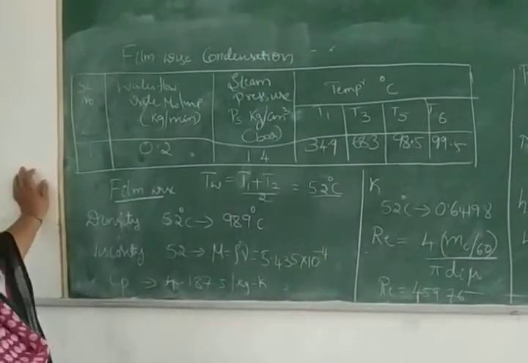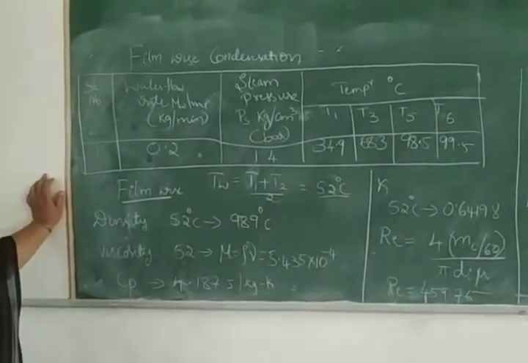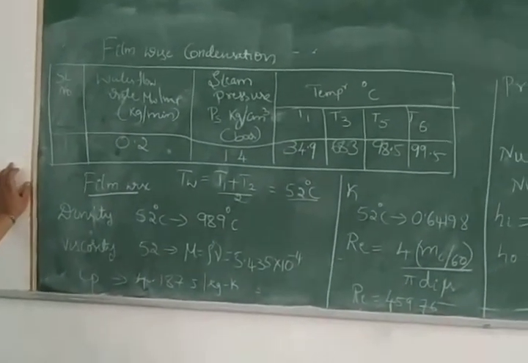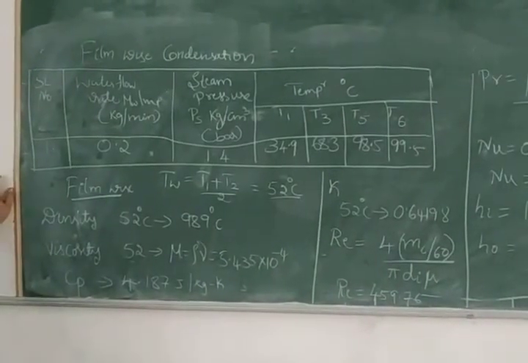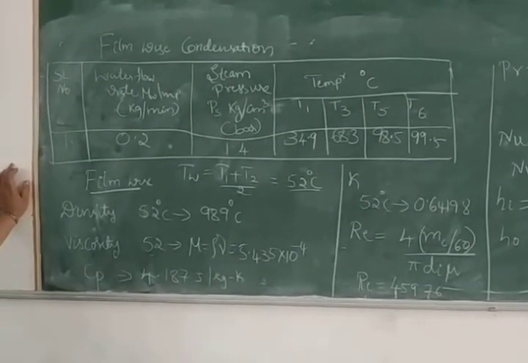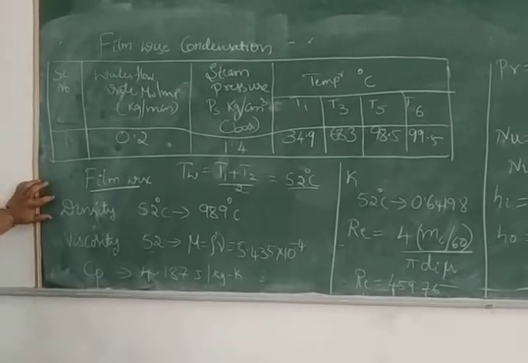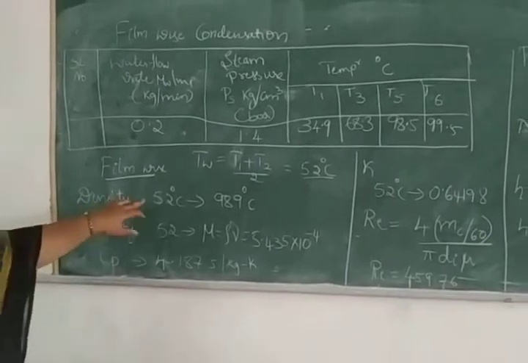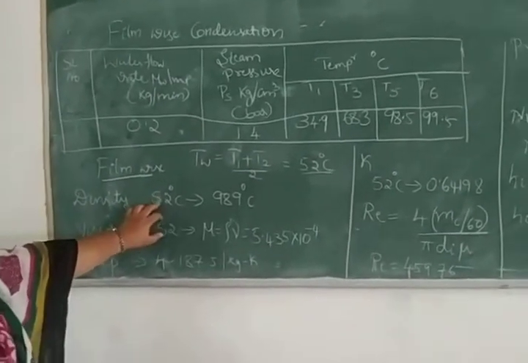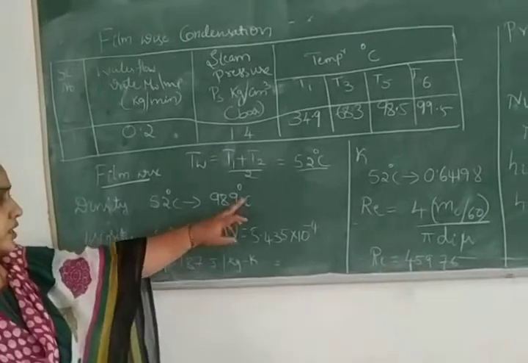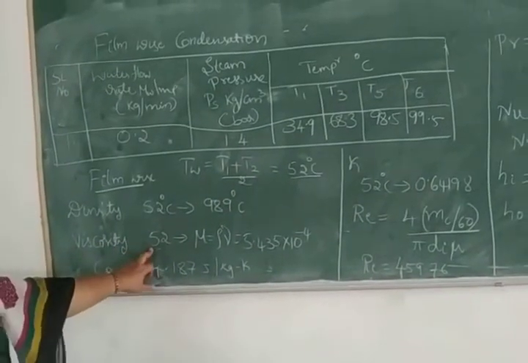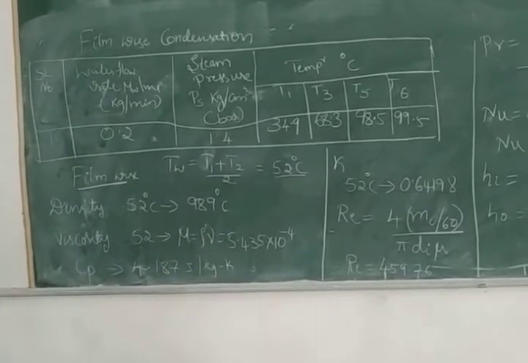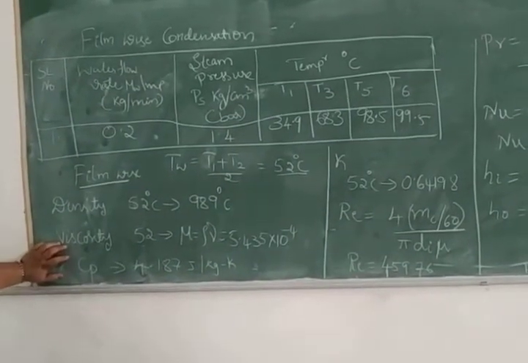If I add and divide by 2, that is (34.9 plus 68.3) by 2, it gives me 52 degrees Celsius. Now from the data handbook you don't get direct readings for 52 degrees Celsius. You need to do the interpolation method to get the values. The basic table, page number 20, I think. From this data handbook we take the readings. For density at 52 degrees Celsius, after interpolation, we have the value. Viscosity for 52 degrees Celsius, mu is equal to rho into nu, which gives me 5.4 into 10 to the power of minus 4.